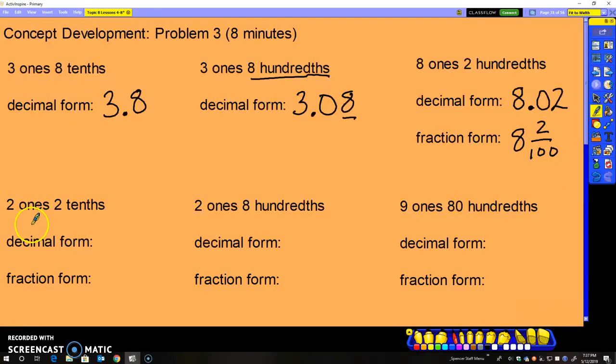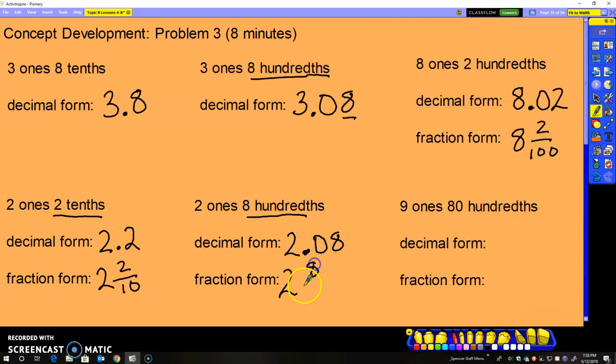Alrighty, for this next one, we have 2 ones, and this time I have 2 tenths. So this 2 can go right after the decimal because it's tenths. So now I have 2 and 2 tenths is my fraction now. Alright, 2 ones, so 2 wholes. And now I have hundredths again. I have 8/100, so I have 0 tenths, and 8/100. 2 and 8/100.